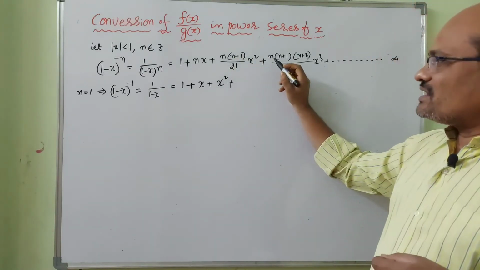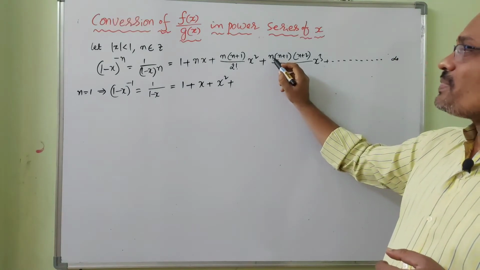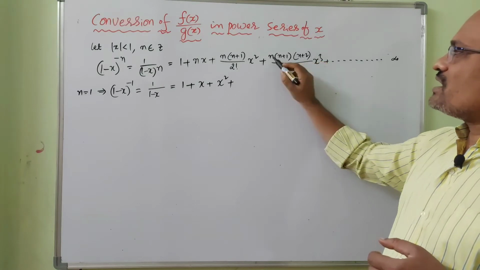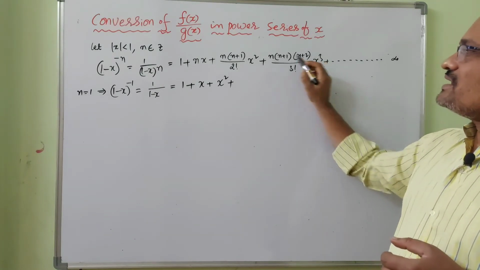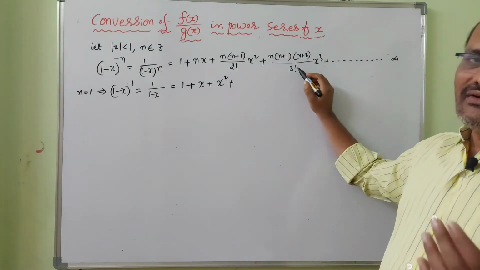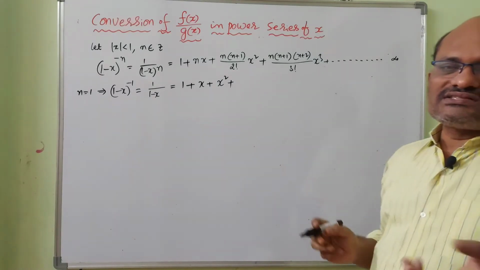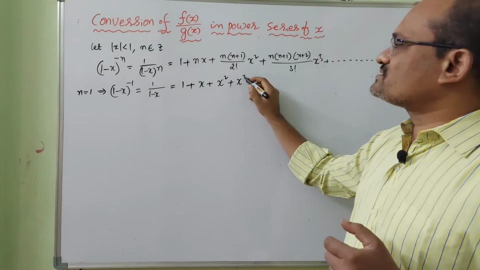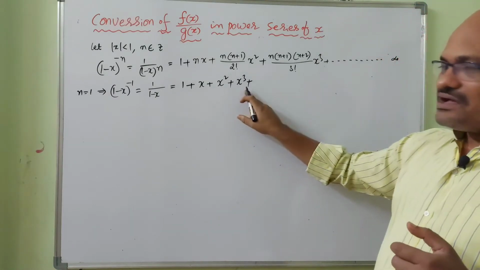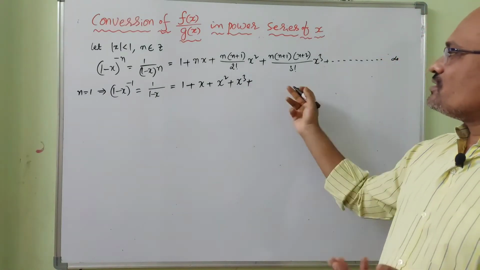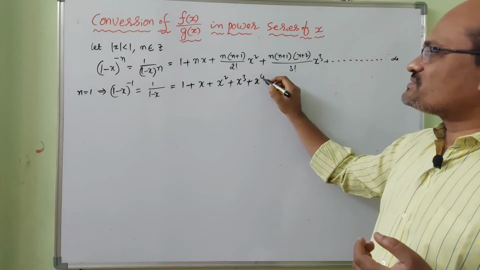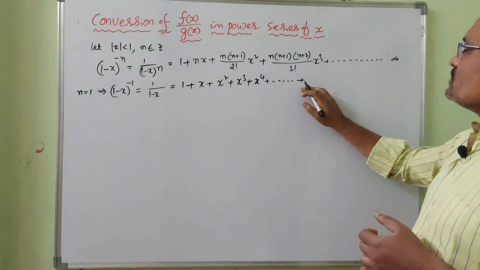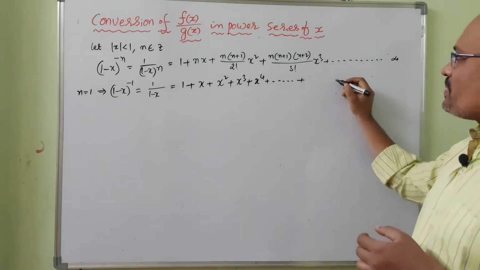Now put n value 1 here. What you get? 1, 1 plus 1 is 2, 1 plus 2 is 3. 1 into 2 into 3 is 6. 3 factorial value is also 6, 3 factorial means 1 into 2 into 3, that is 6. 6 gets cancelled, you will get x cube. If you observe the series, you can understand that the next term will be x power 4, like that you will get. If you move like that, you will get an infinite series.